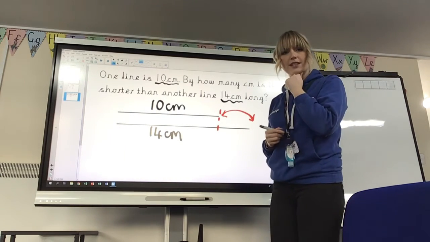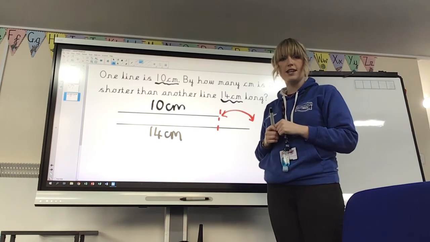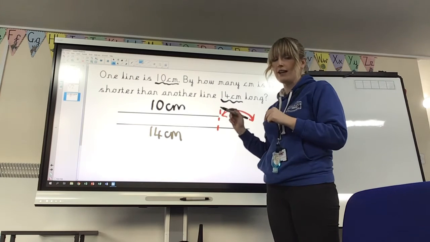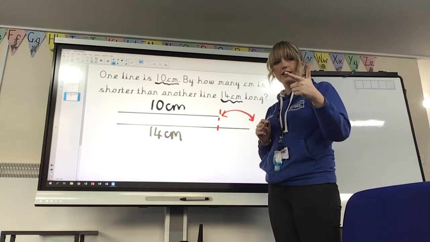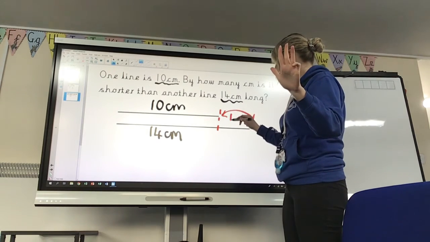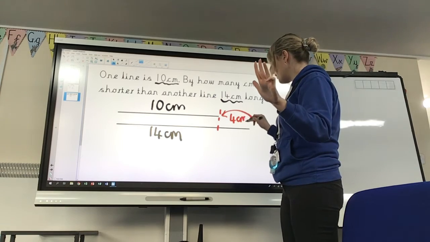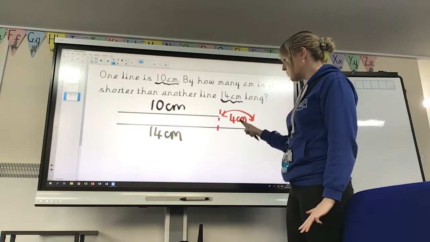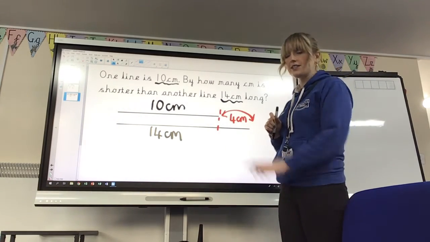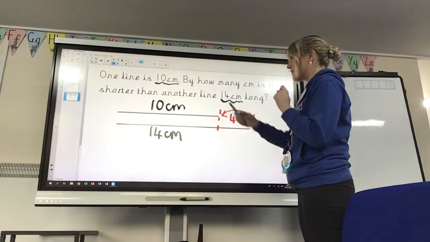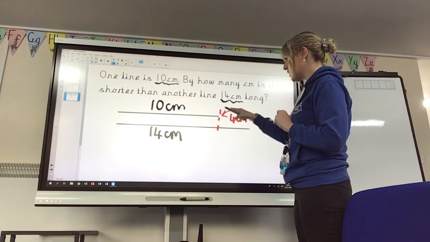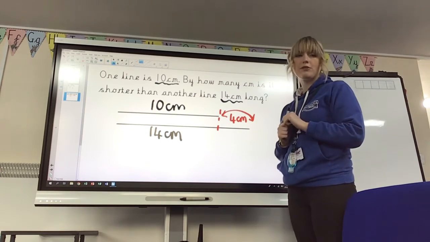Okay, so I know altogether that it's 14, and I know that that bit's 10. So I need to work out the difference between 10 and 14. So what I'm going to do is I'm going to start at 10 and I'm going to count up till I get to 14. So 10, 11, 12, 13, 14. So I can see then that the bottom line is 4 centimetres longer than the top line. So the difference is 4 centimetres. So it says by how many centimetres is it shorter than the other line? Well, it's shorter by 4 centimetres. So that would be my answer.